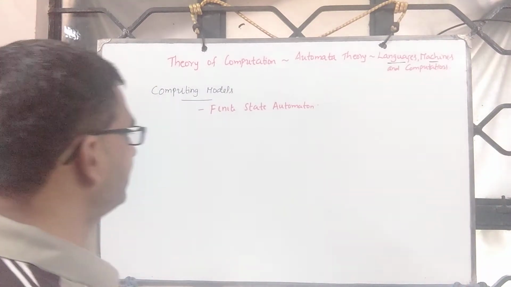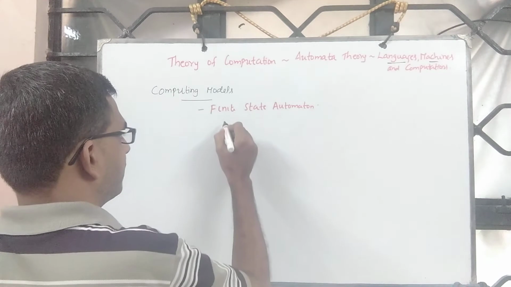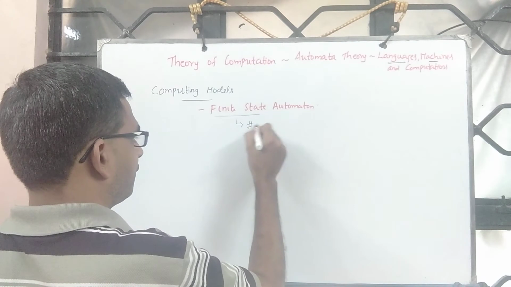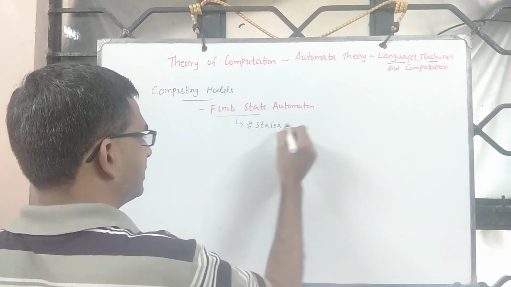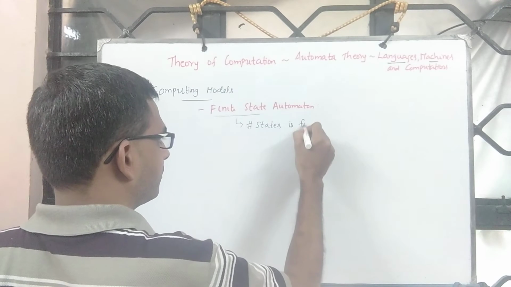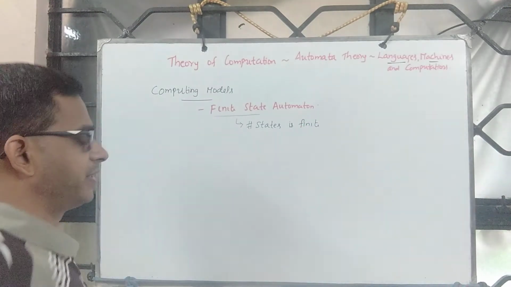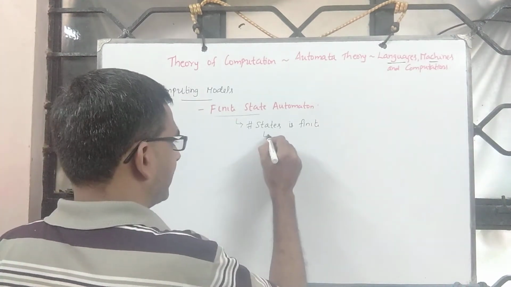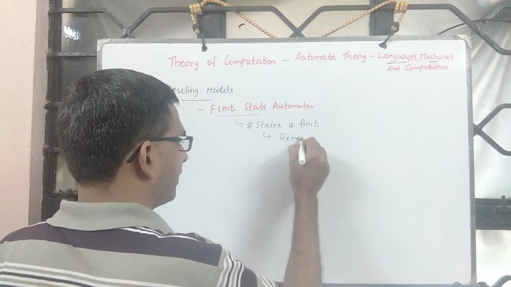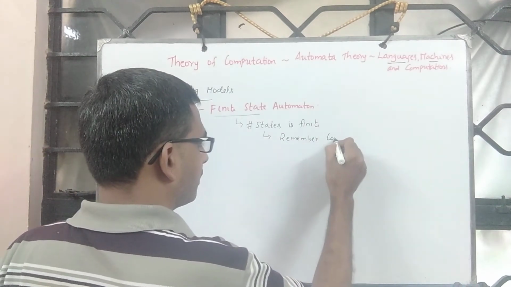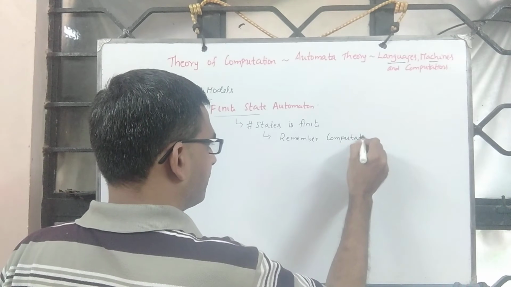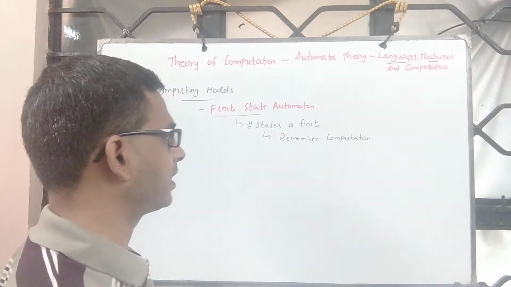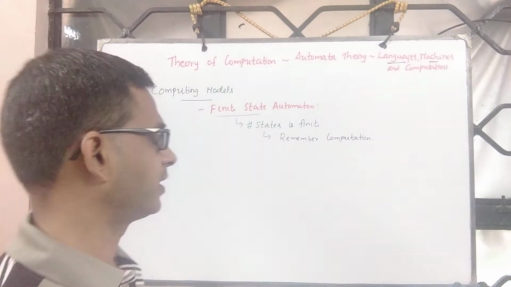What are finite state machines, finite state automaton? Finite tells you that the number of states in the machine is finite. It could be 2, it could be 10, it could be 100. And what are states? States somehow remember some computing information. So they remember some information about the computing that has taken place so far.